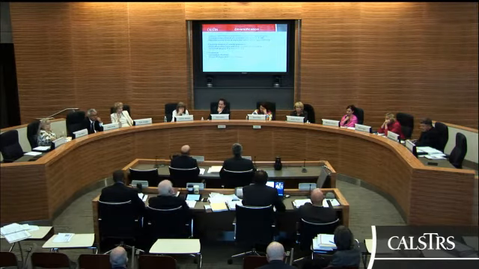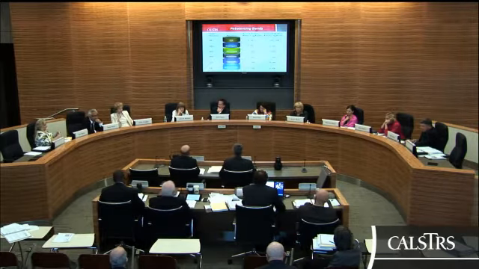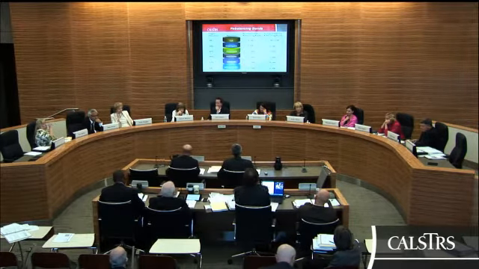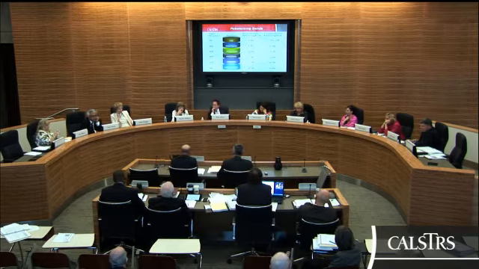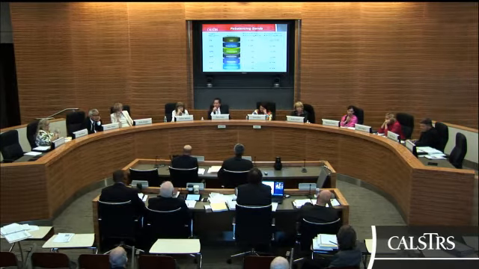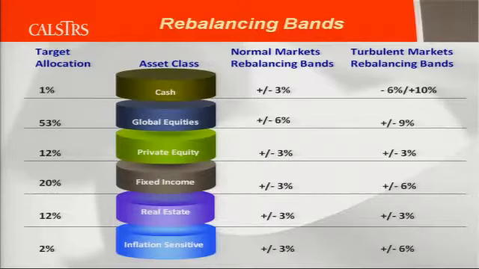Okay, can we go to the next slide, please? The next tool that we have in the toolbox is the rebalancing bands. What you have on this slide is our approved asset classes, reflected in our strategic asset allocation, and the column in the middle is the rebalancing bands. This is what's currently in place. Across all the asset classes, with the exception of global equities, we have a band of plus or minus 3%. Within global equity, it's plus or minus 6%.